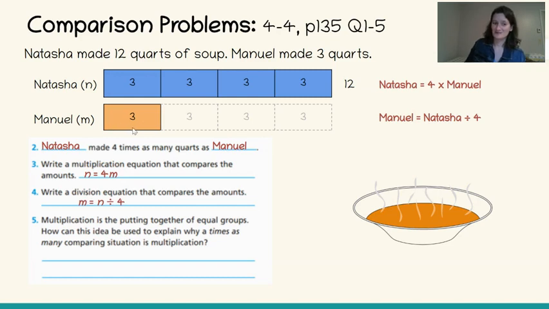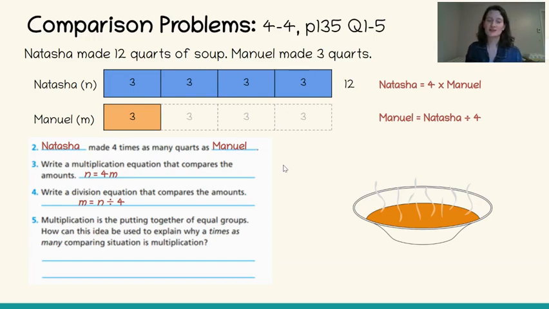Manuel's amount, so the expression on one side of the equal sign is going to be the m, which is going to represent the 3, equals n divided by 4, because we need a division equation. So if we took Natasha's amount and divided it by 4, n divided by 4, that expression equals m. So there's our division equation.